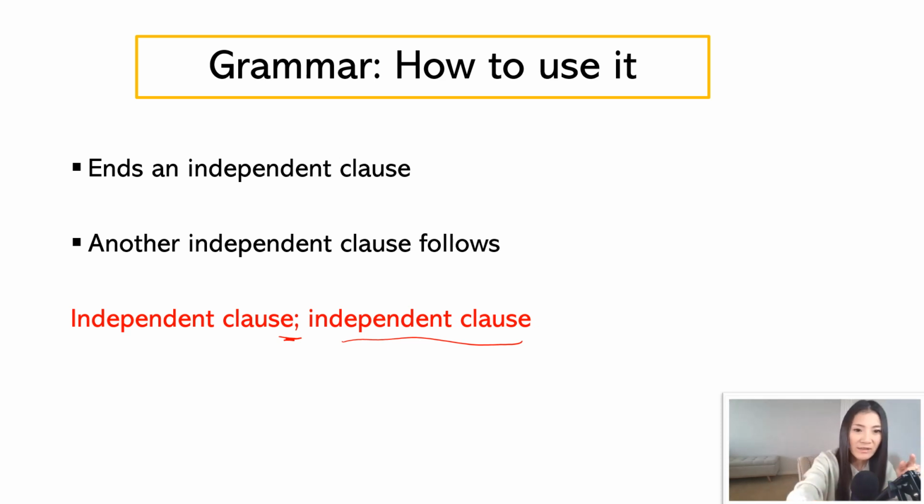Please note here that after the semicolon, when you start a brand new independent clause, you are not going to capitalize that first word. You're only going to capitalize it if it's capitalized anyway, like someone's name or a country or any other proper nouns. But just overall, generally speaking, you're not going to capitalize that first word after a semicolon.